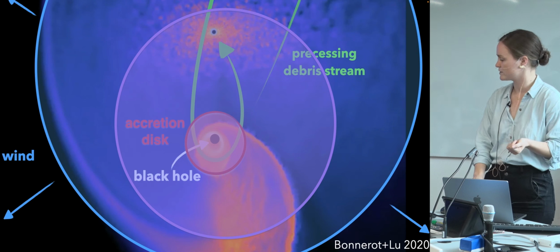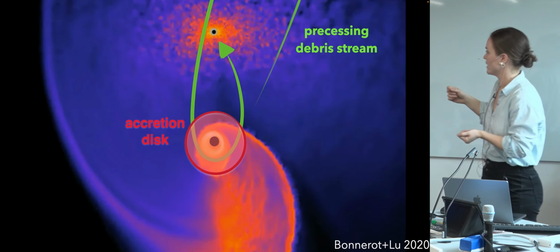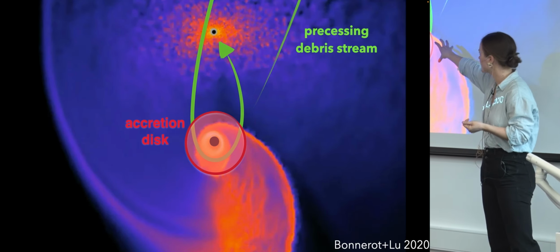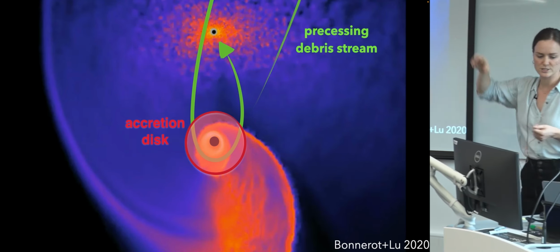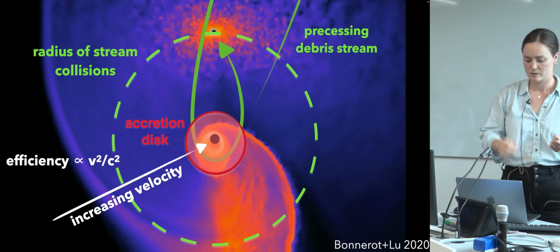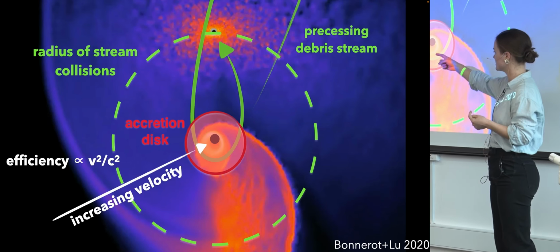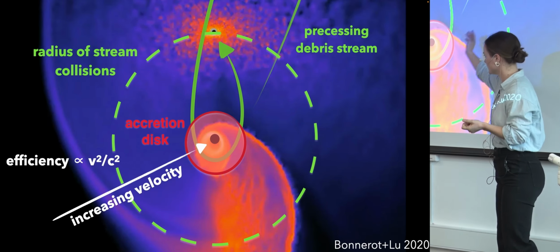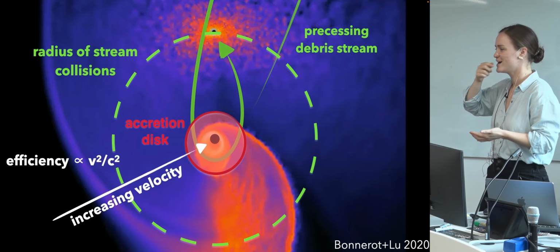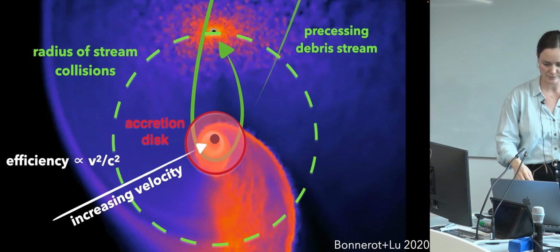And so if we zoom in on this picture before, we have our accretion disk, which is of order the circularization radius, which is close to the tidal radius. And then we have our stream collisions at larger radii. And so as we move inwards, the efficiency is going to scale with v squared over c squared. You're increasing velocity. And so, of course, this is why black holes are such an efficient energy source, because material is moving close to the speed of light near the actual gravitational radius.